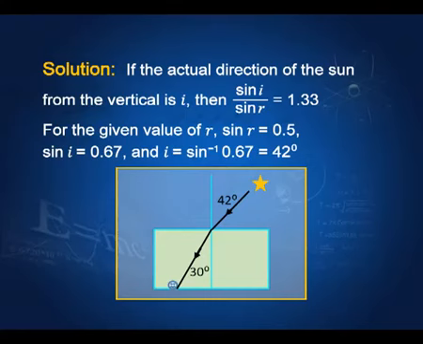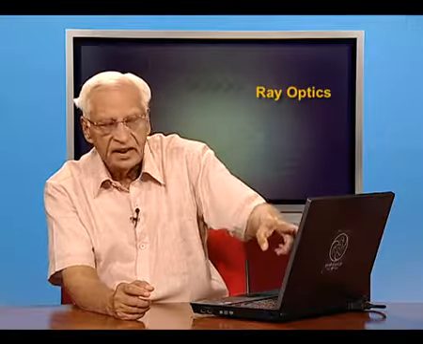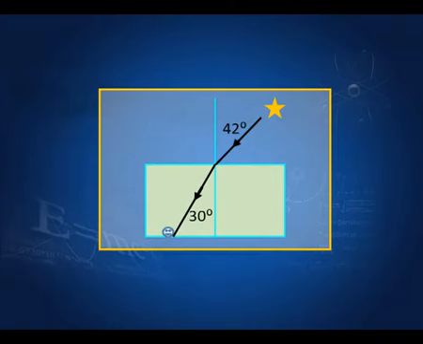If the actual direction of the sun from the vertical is i, then sin i by sin r is 1.33, the refractive index of water, and for the given value of r as 30 degrees, we can calculate what i would be, and if you calculate, you will find i is roughly 42 degrees. So, the sun rays are coming at an angle of 42 degrees to the vertical, but because of refraction, the person inside water sees the rays coming at an angle of 30 degrees.